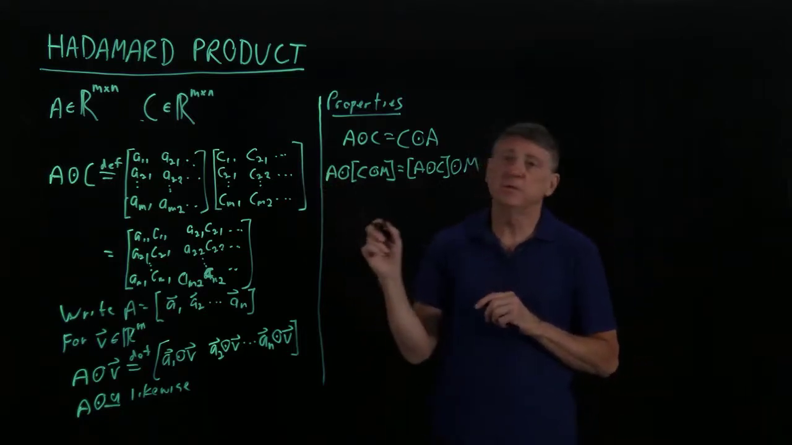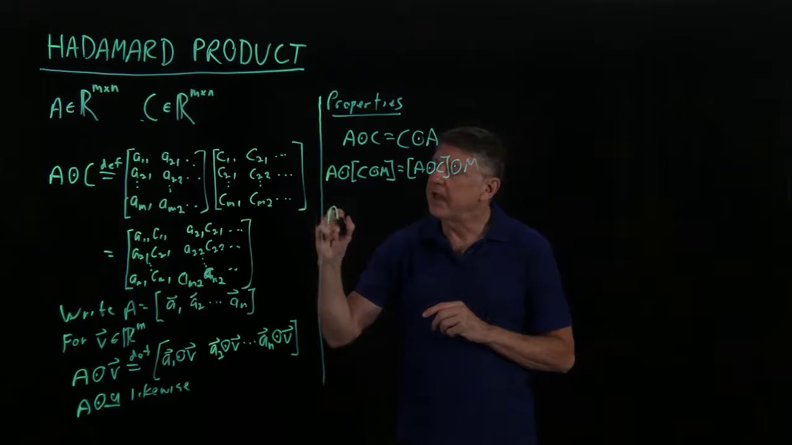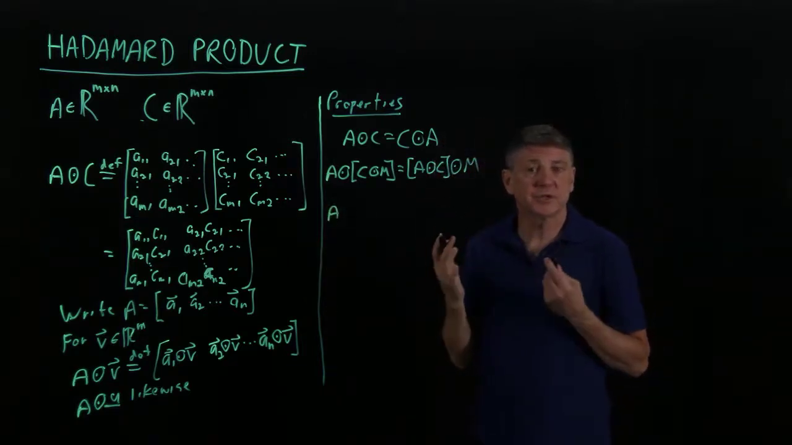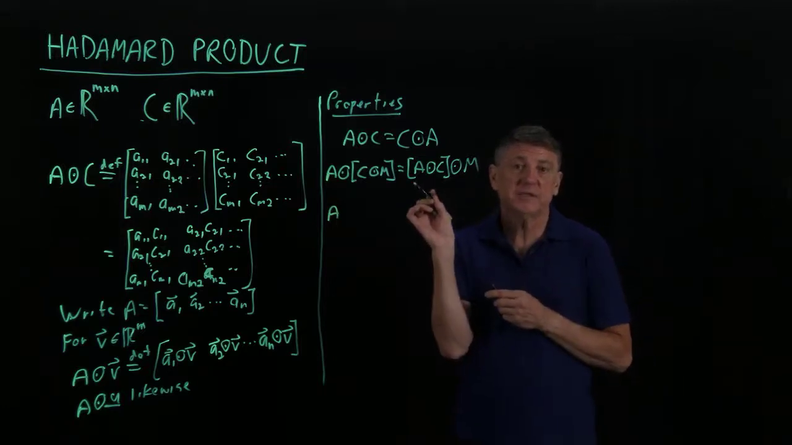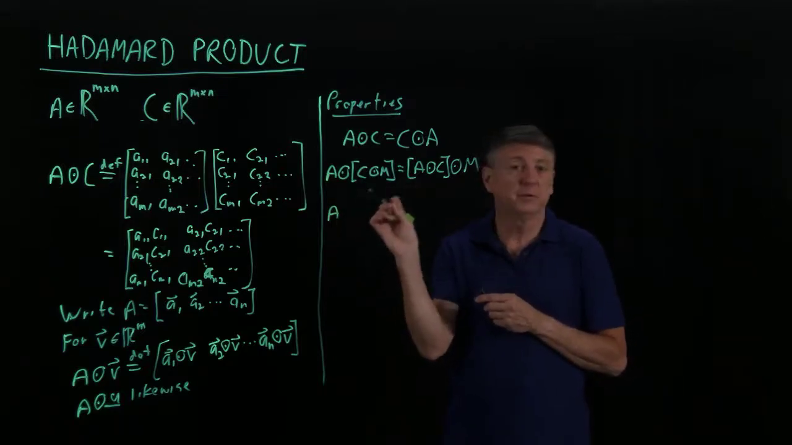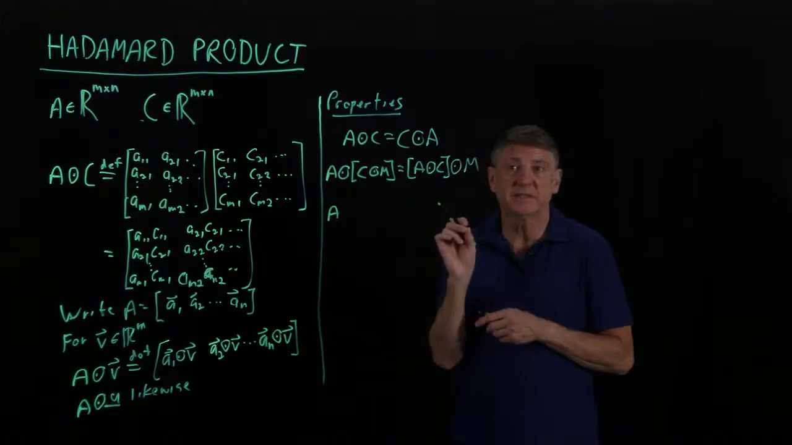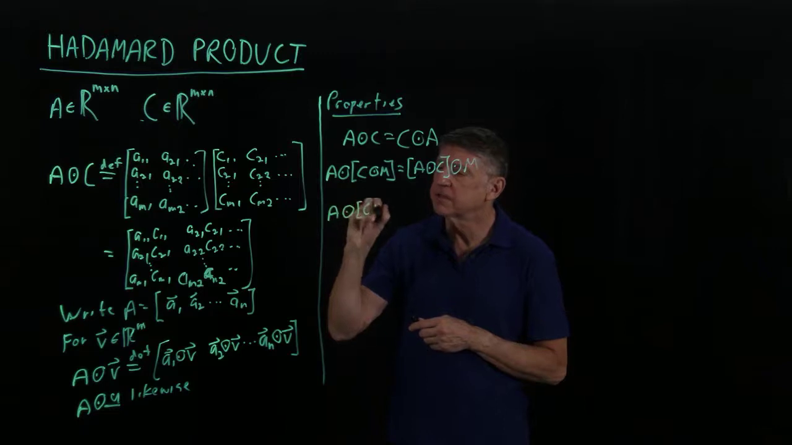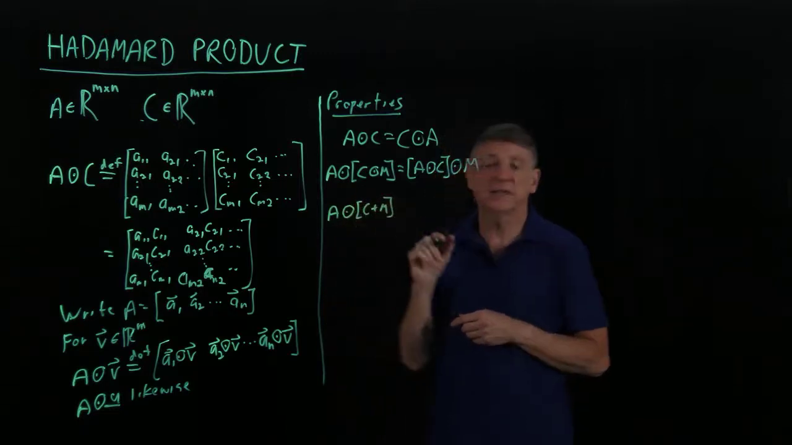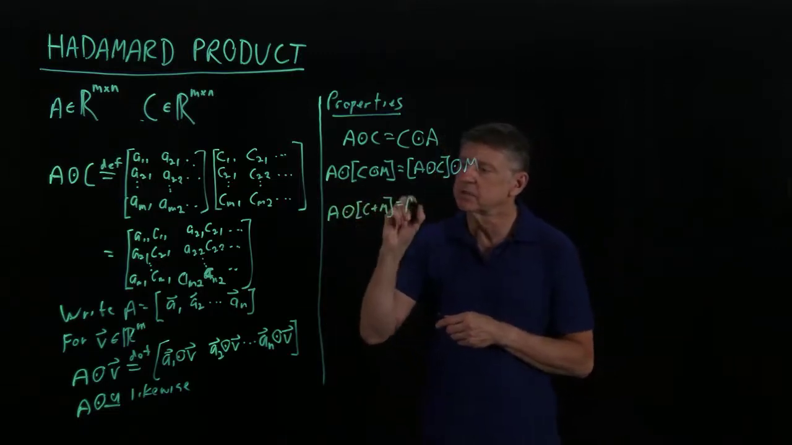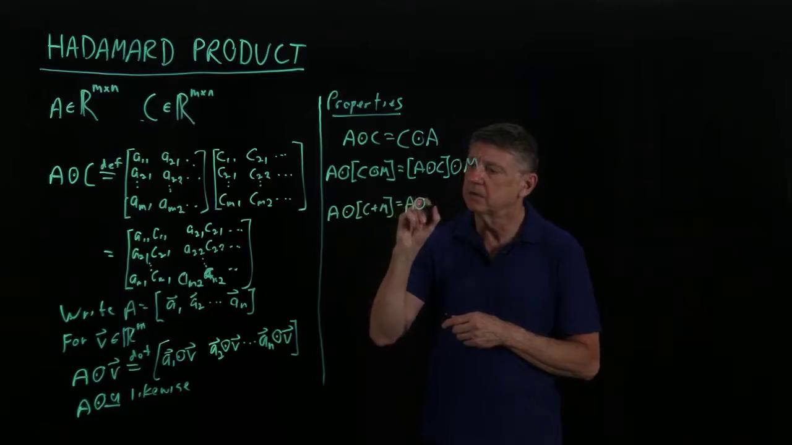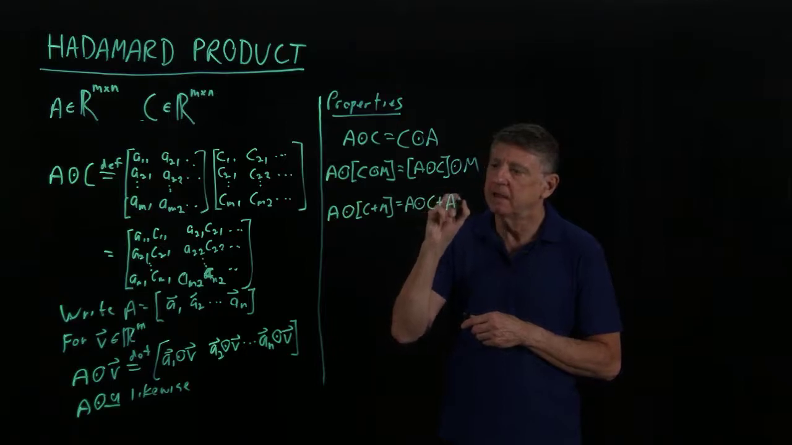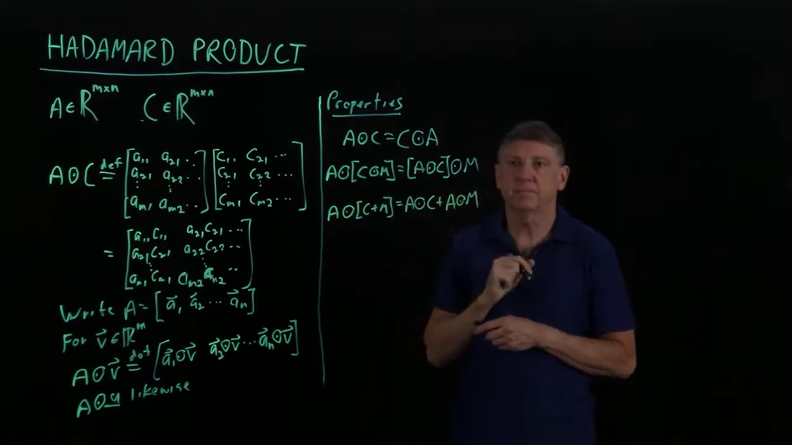So we can distribute this over addition, and the reason is that we're doing it entry by entry, and so that's just the same as each entry's multiplication distributing over each entry's addition. So the Hadamard product of the sum of matrices is the sum of the Hadamard products. That is, A Hadamard product C plus A Hadamard product M.